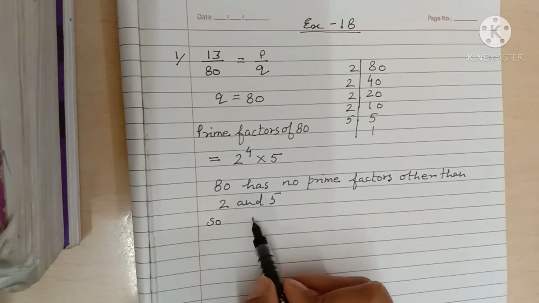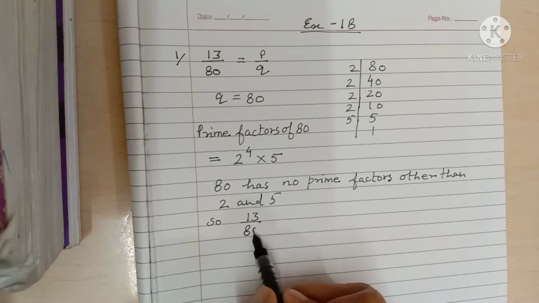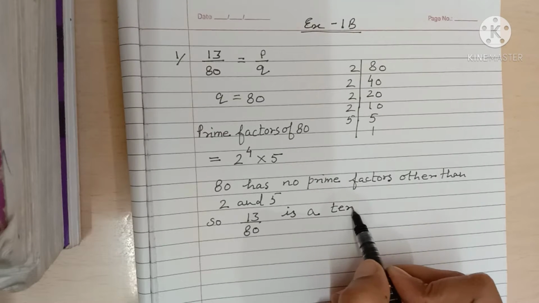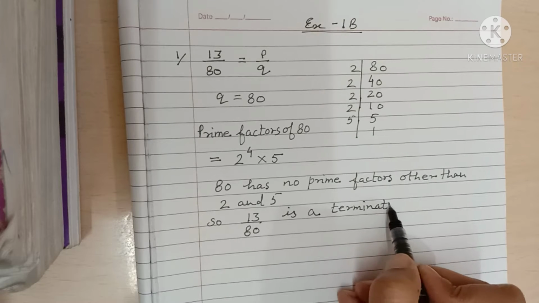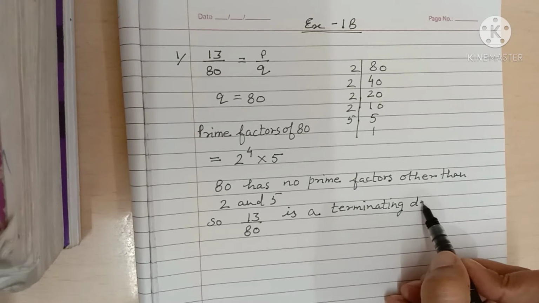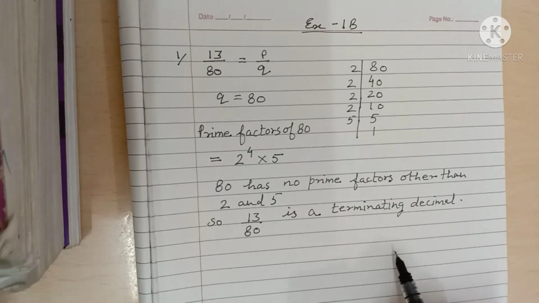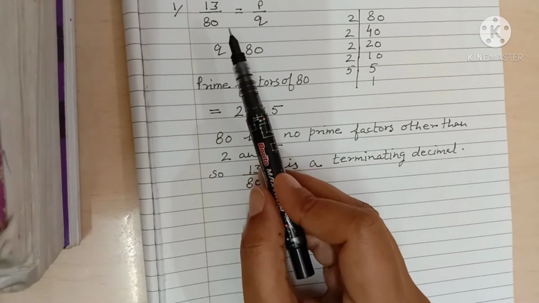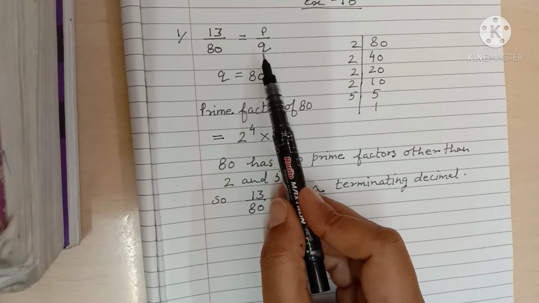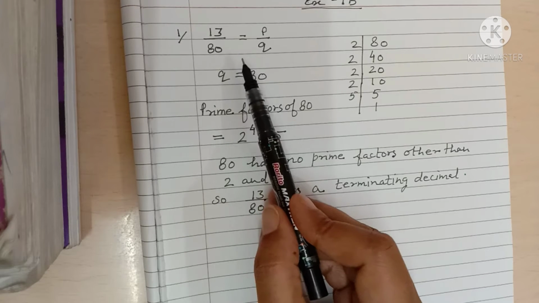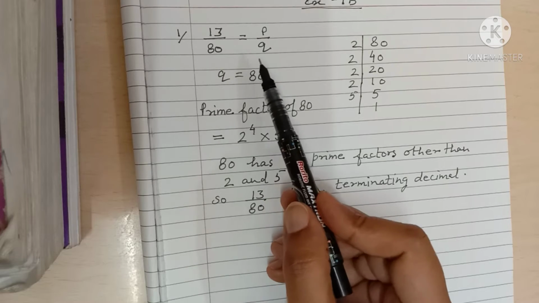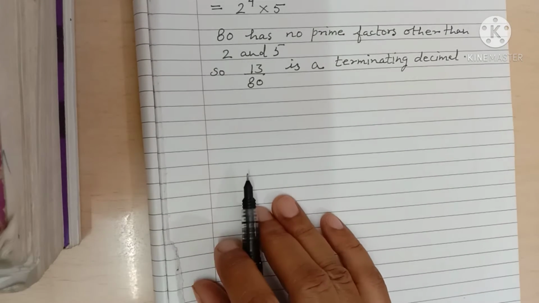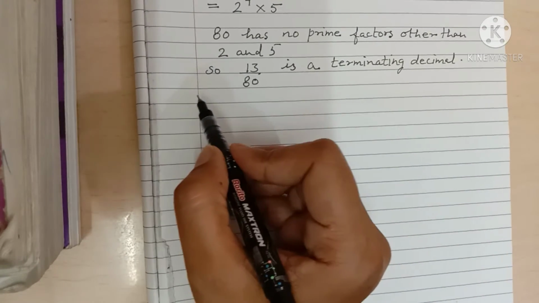So 13 upon 80 is a terminating decimal. Terminating decimal. Okay. For the other parts, you will do the prime factors of q and find out whether the rational number is terminating or non-terminating repeating. Now the second part is 7 upon 24.